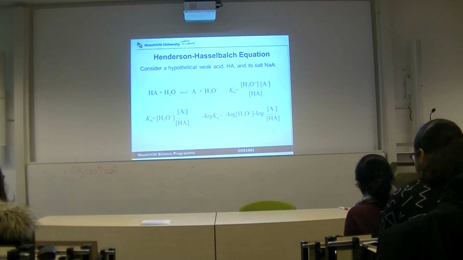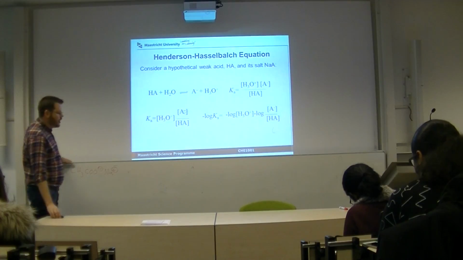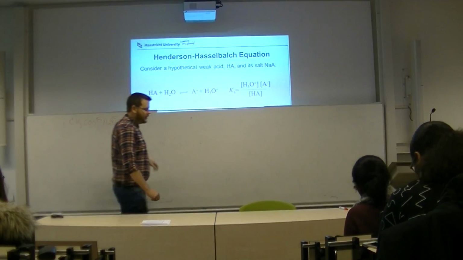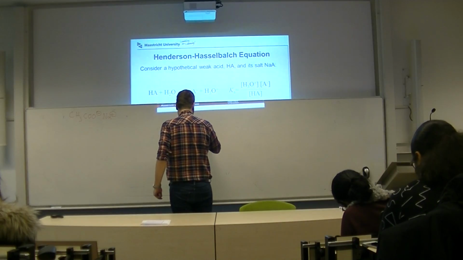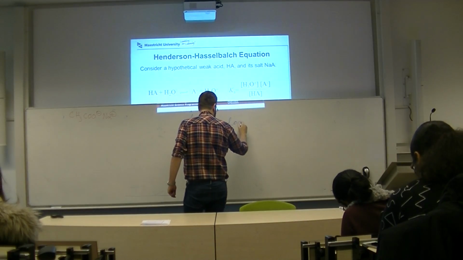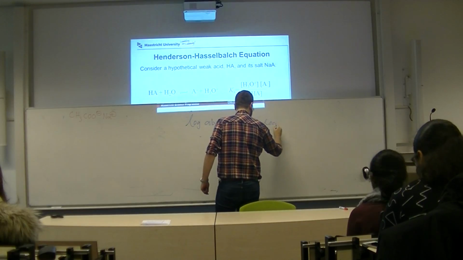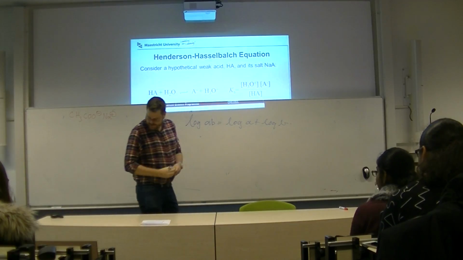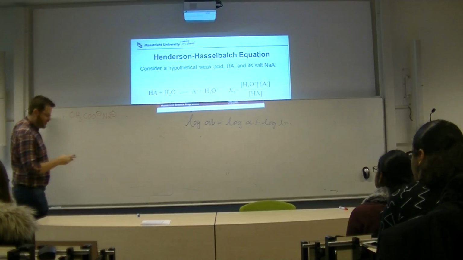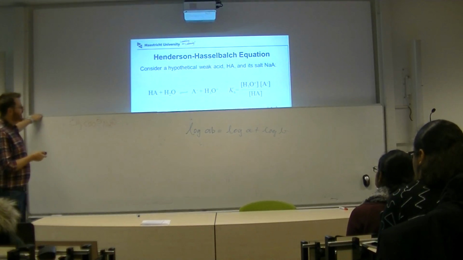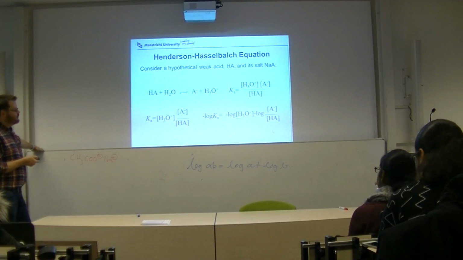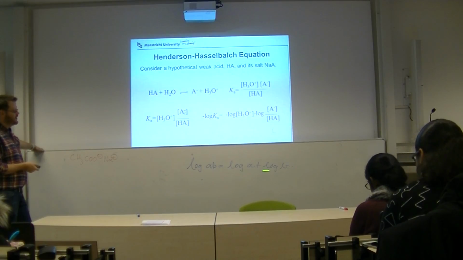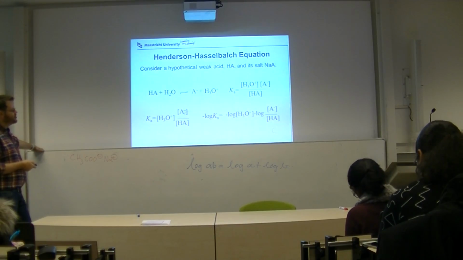How do I get to that expression? I get to that expression from log laws. Don't forget that the log of AB is log A plus log B. Right? That's a law of logarithms, and I use this to get from here to here. So I take the negative log of both sides of the expression, and I end up with this expression over here using this log expansion over here.